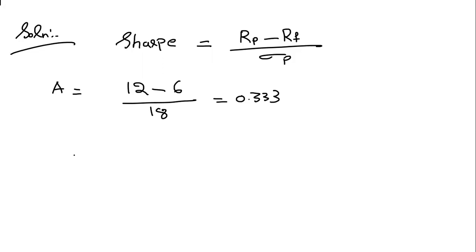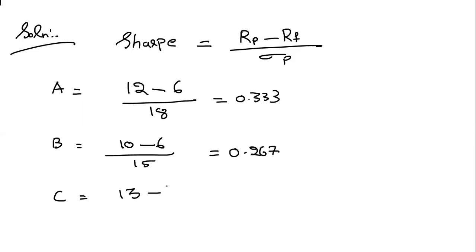So here we get 0.333. Now calculating for B. So return is 10 minus 6 and divided by 15 as standard deviation. So we get 0.267. And for fund C, the return is 13 minus 6 divided by 20 as the standard deviation. So we get 0.294. So this is using the Sharpe measure.